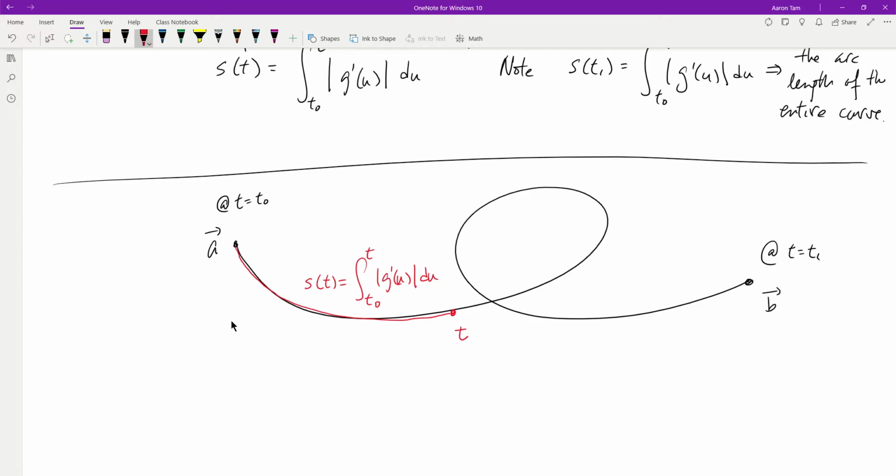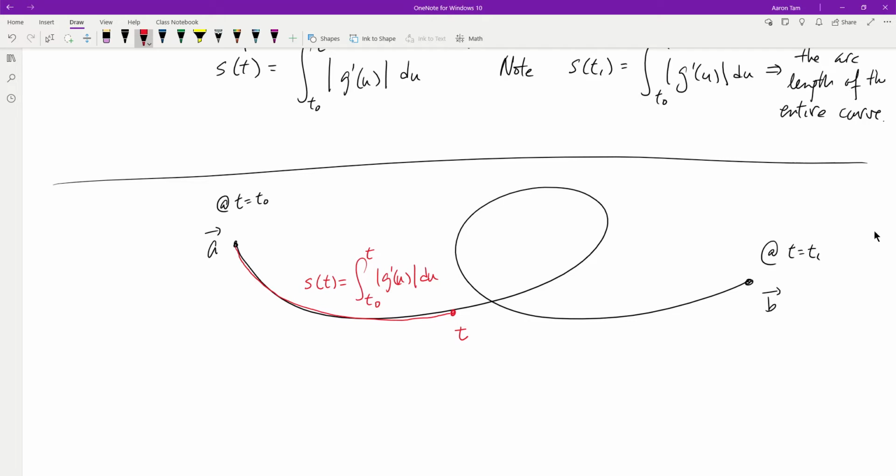And if I move this red dot all the way to the end where vector b is, then it will give me the length of the entire curve. Extremely important to understand that t is a time variable. It doesn't identify where we are. That's why I have to point vector A and vector B to identify the proper points.